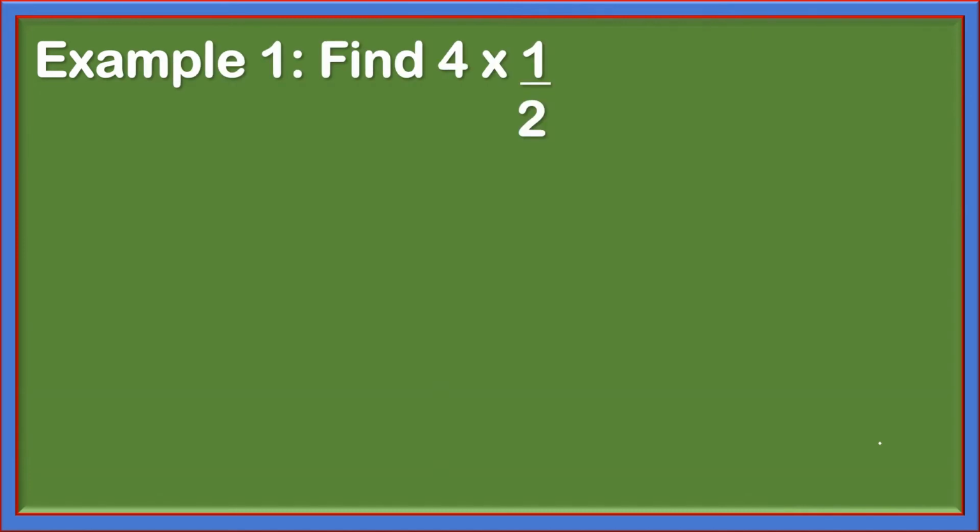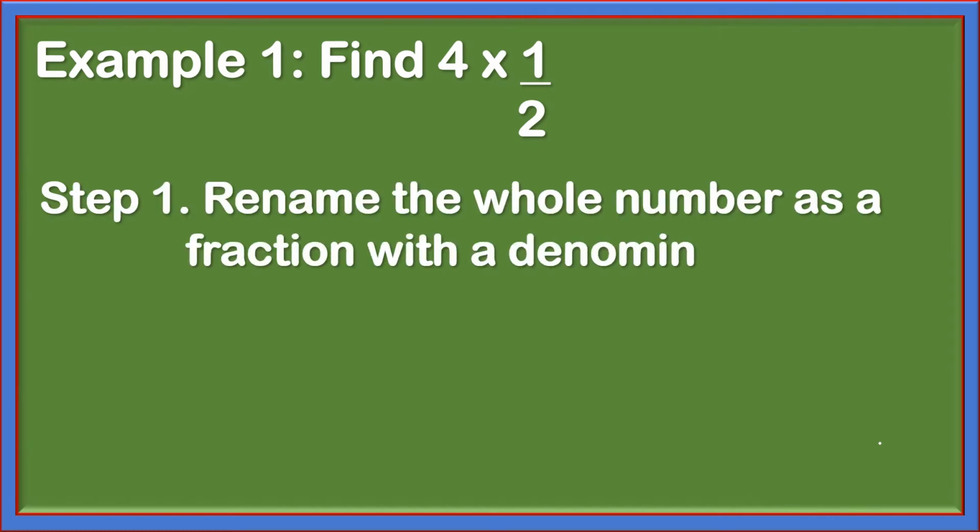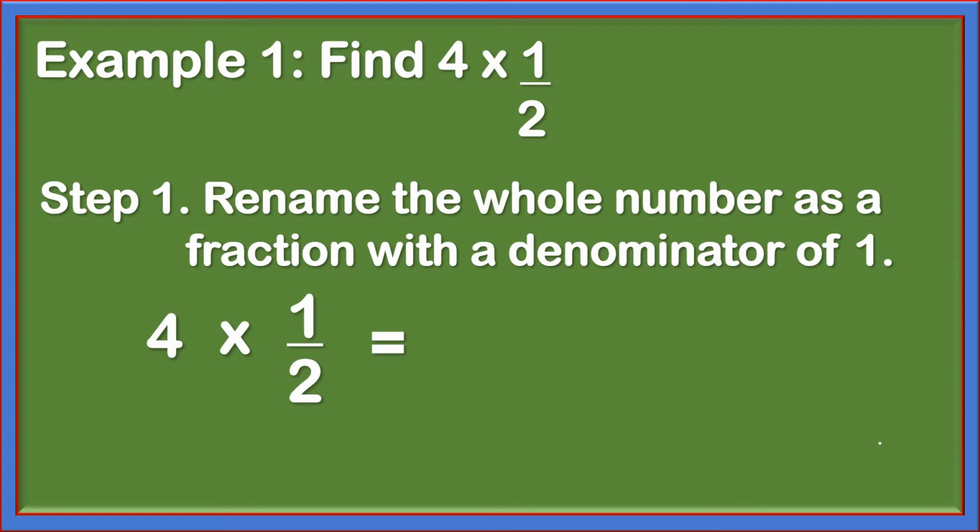Example 1, find 4 times 1/2. Step 1, rename the whole number as a fraction with a denominator of 1. So, 4 times 1/2 equals, when we rename, that would be, ako pala yung maglalagay. So, it will now become 4 over 1. Kasi, ang sabi, we will put the denominator of 1. So, 4 over 1 na siya. So, what is the answer? 4 times 1 is 4. 1 times 2 is 2.